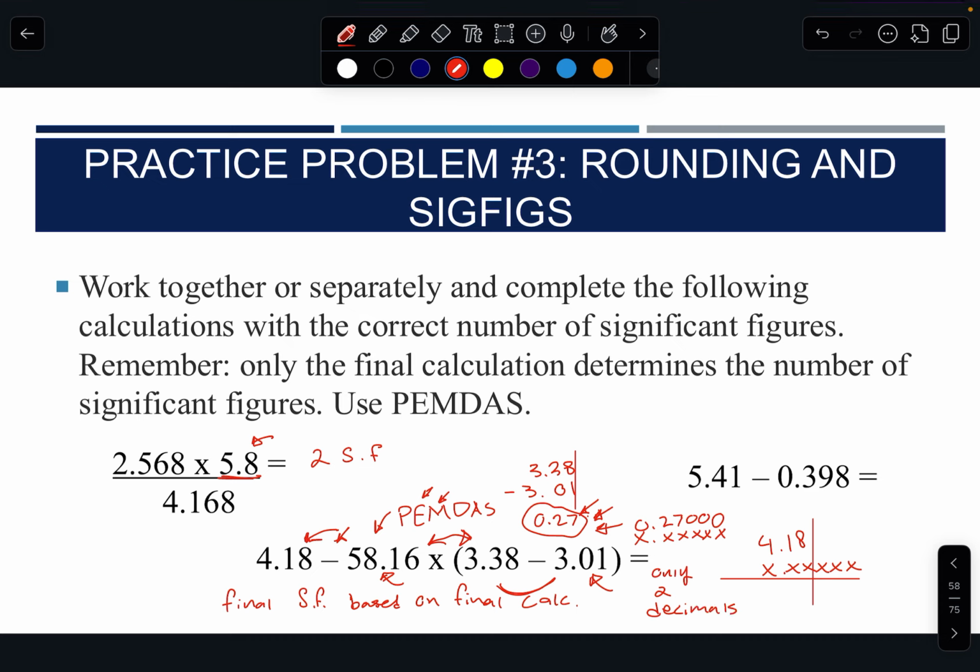Okay, and so for this number, we have 5.41 minus 0.398. And again, this is our only calculation, so we don't care about that 8. And so our calculation here is going to have 2 decimals.